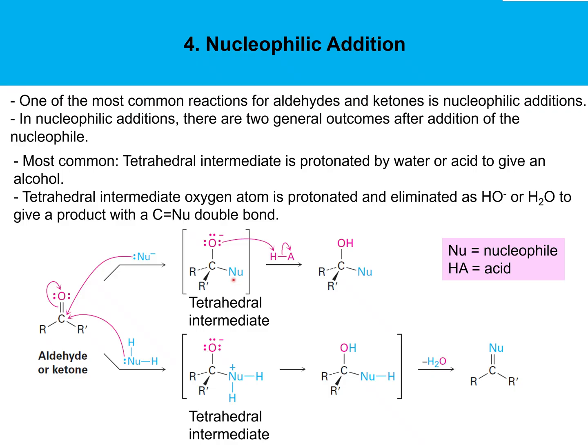us a tetrahedral intermediate. The tetrahedral intermediate is then protonated by acid, usually in the second step of the reaction, and that will give us a product that typically has an alcohol and a nucleophile attached to the same carbon, the carbon that used to be part of the aldehyde or the ketone.